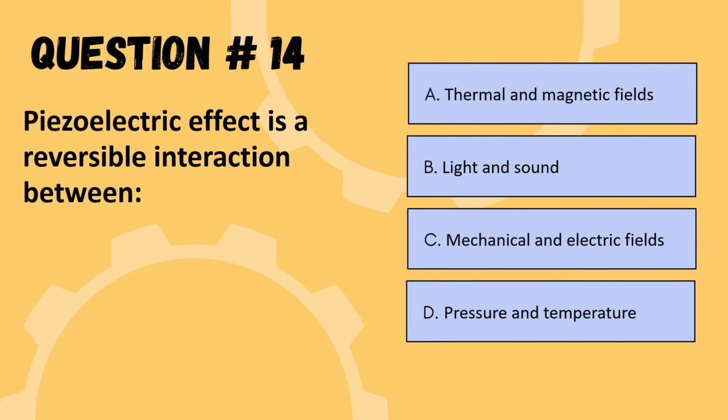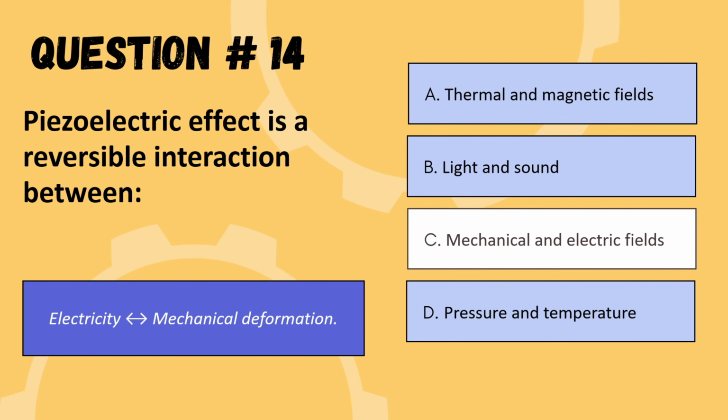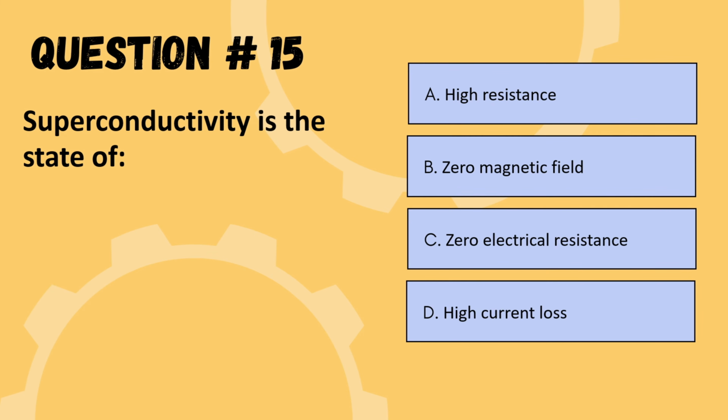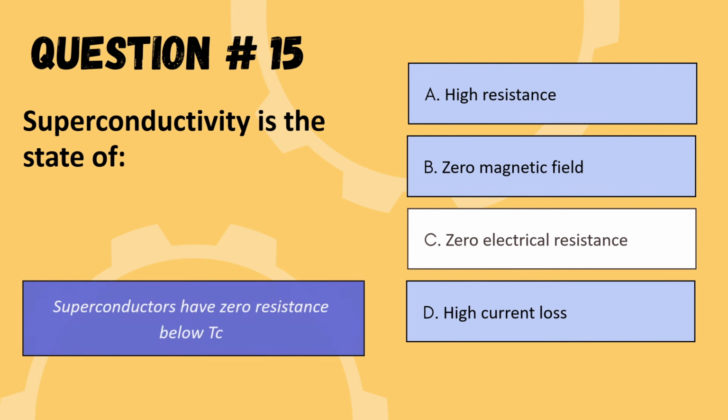Next question is: piezoelectric effect is a reversible interaction between, options are thermal and magnetic field, light and sound, mechanical and electric field, pressure and temperature. So the correct option is option C, mechanical and electric field. So we are moving to the next question. Next question is: superconductivity is the state of, options are high resistance, zero magnetic field, zero electrical resistance, high current loss. So the correct option is option C, zero electrical resistance. So we are moving to the next question.